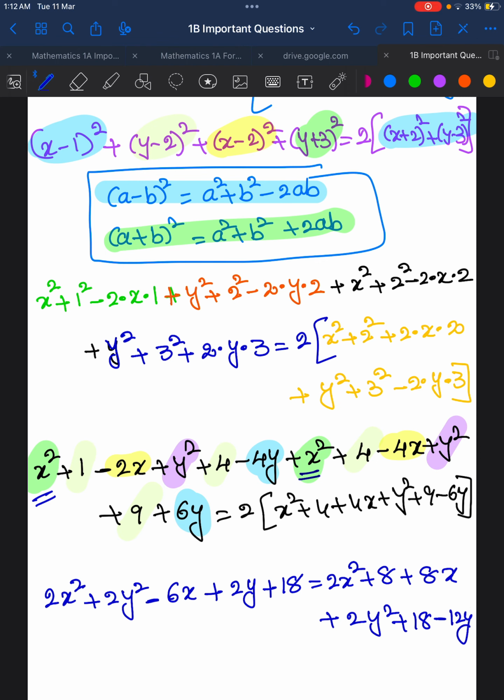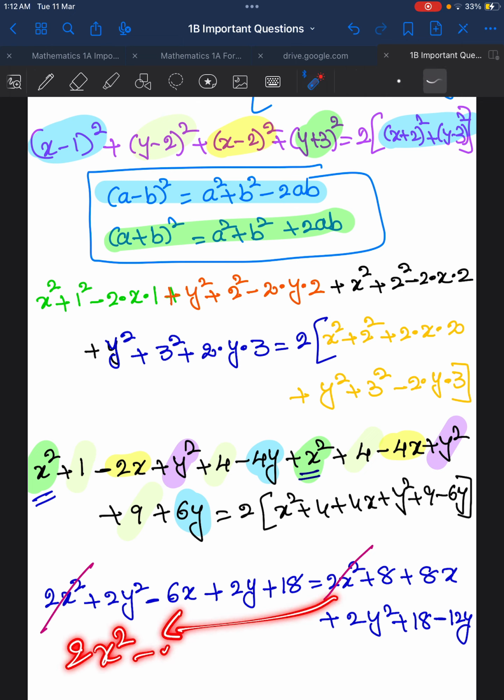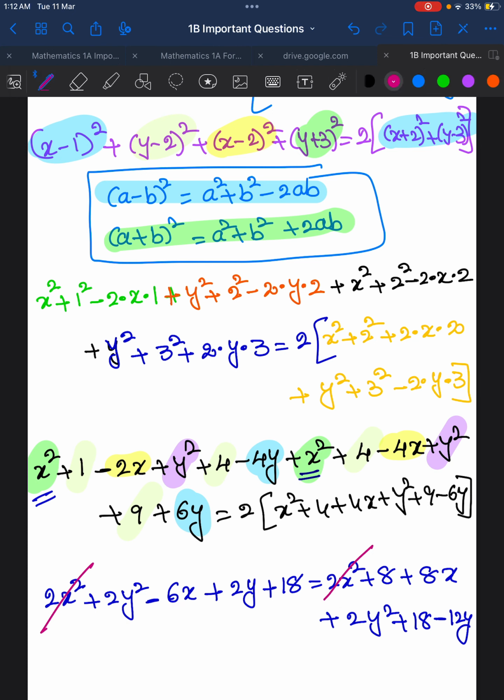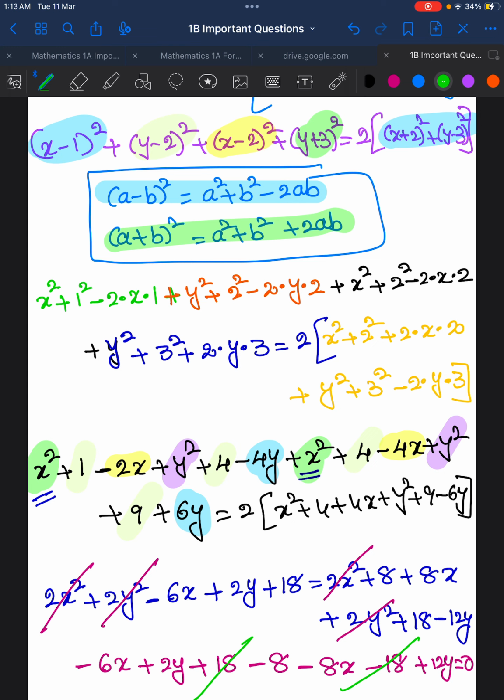Okay. If I see both sides, what's happening? All of you observe clearly. This is 2x square, this is 2x square. Both will get cancelled. Why? Because if you write 2x square on this side, this 2x square minus 2x square, that one. So both will get cancelled. That's why I'm cancelling now. 2x square will get cancelled. 2y square will get cancelled. The remaining terms I'm writing on the left side. What they'll become? Minus 6x plus 2y plus 18 minus 8 minus 8x minus 18 plus 12y is equal to 0. Now what can I cancel? I can cancel minus 18 and plus 18.